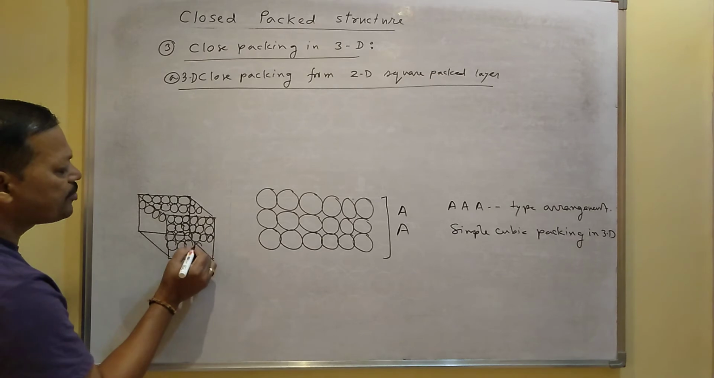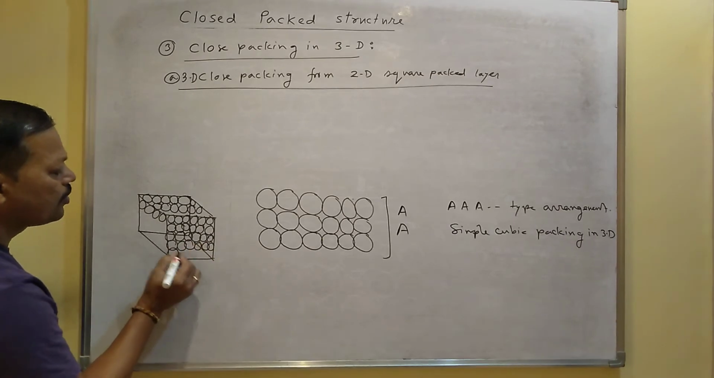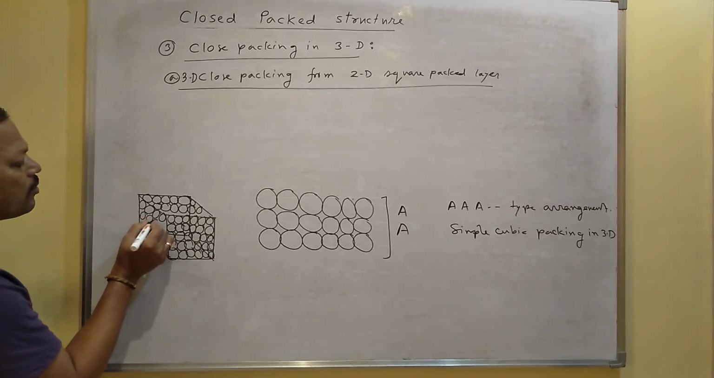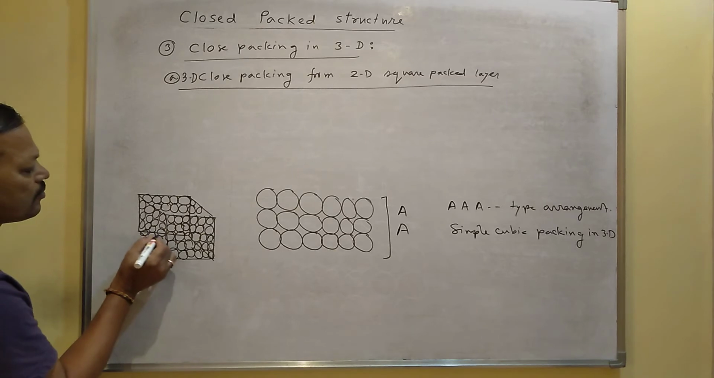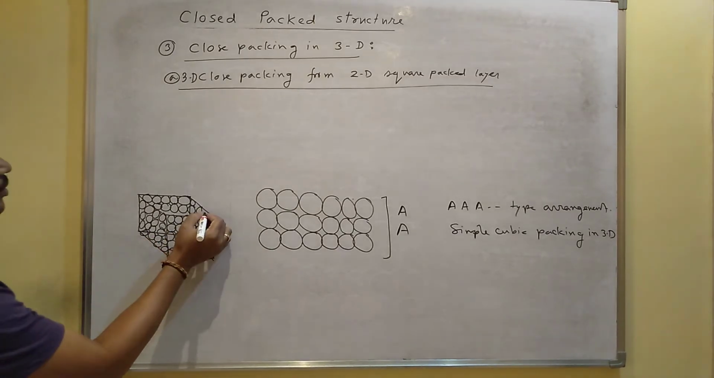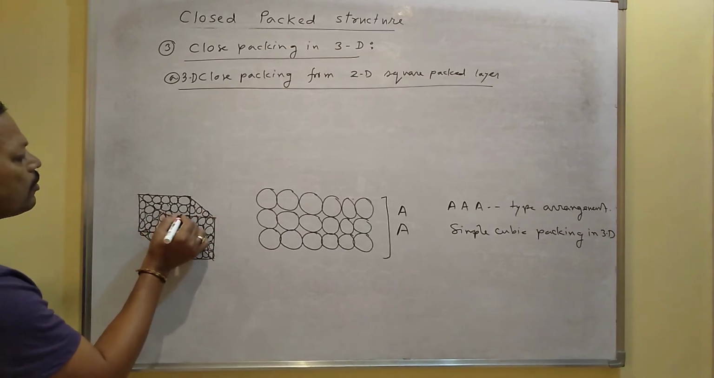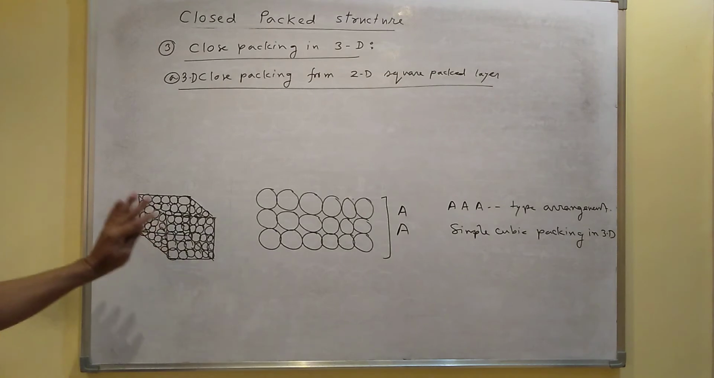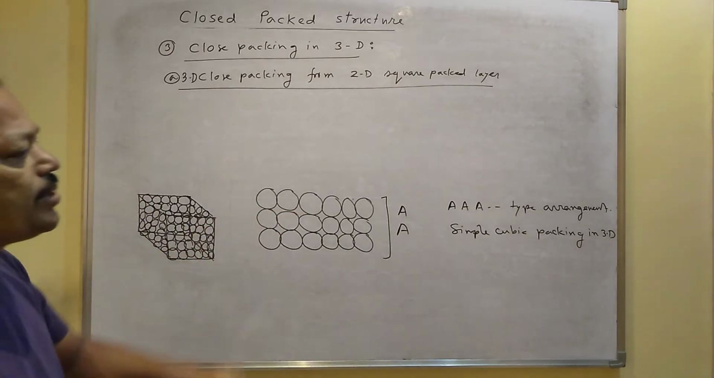You will get the arrangement after placing a number of layers. You will get this type of packing. Ultimately, this type of packing you will get, and this type of packing forms a cube type structure. That's why this type of packing is called simple cubic packing.